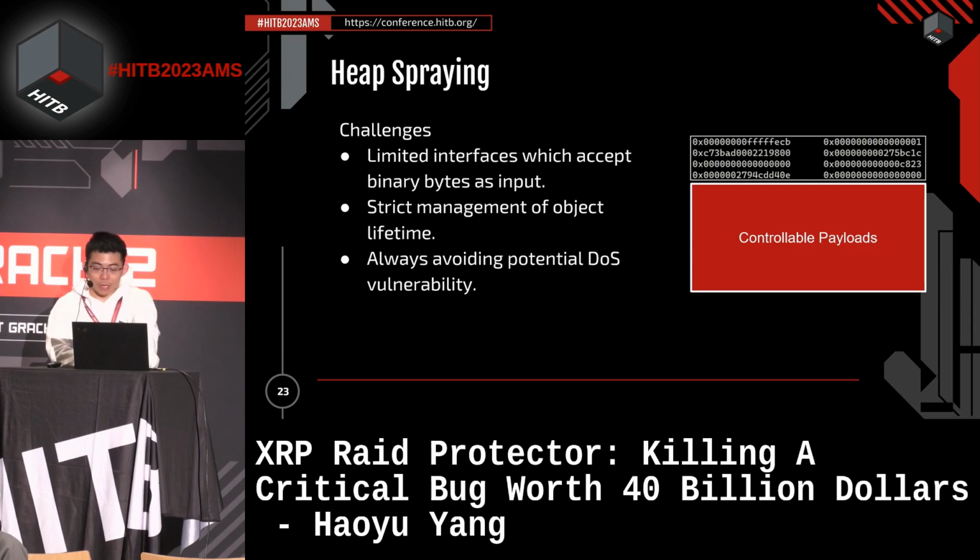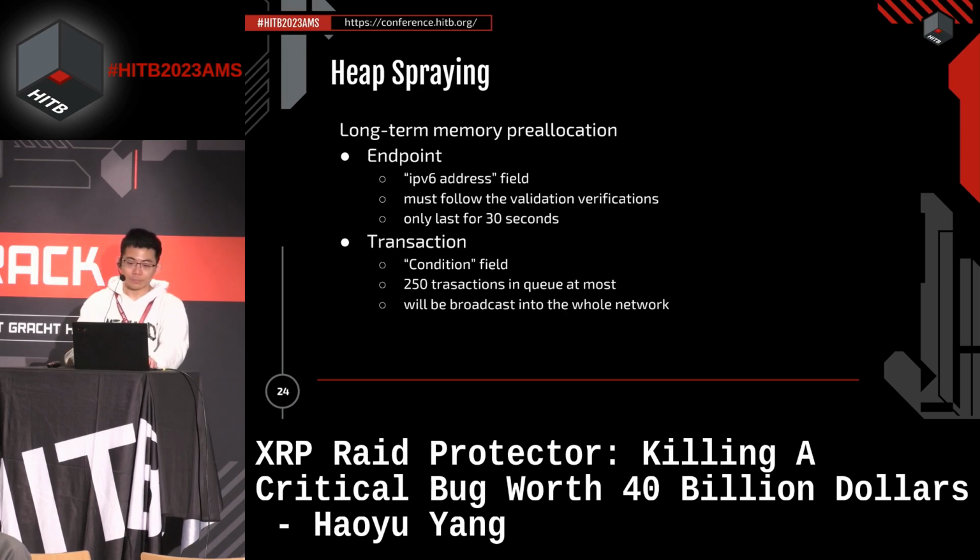As a contract-free blockchain application, there are only a few interfaces that accept binary bytes as input. The internal objects, which might be created by incoming P2P messages, are under strict management. And developers always keep in mind that they should avoid potential DOS vulnerabilities, as DOS is a really serious issue for blockchain businesses. For example, the endpoint object will be freed 30 seconds after being created.